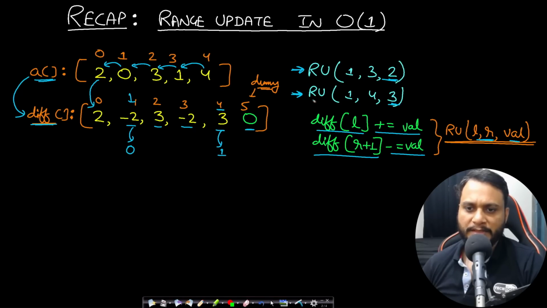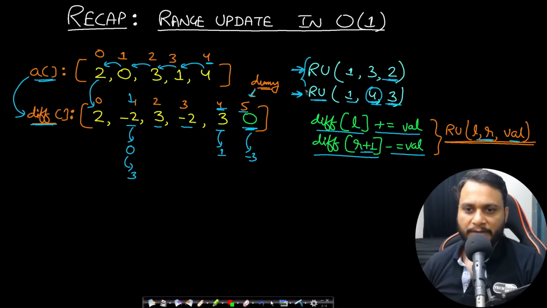And if you want to do the second update from 1 to 4 with value 3, then at 1 you add the value 3, and at 4 plus 1, 5, you subtract the value 3, so this becomes minus 3. In such a case where the end of the index is also in the range, you go to R plus 1, which will be out of bounds. So just to cover that case, I will be appending an extra dummy in the difference array, so that I don't have to handle it separately.